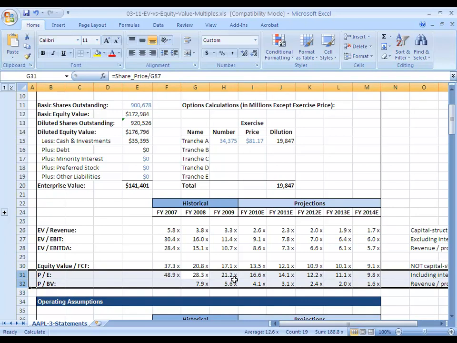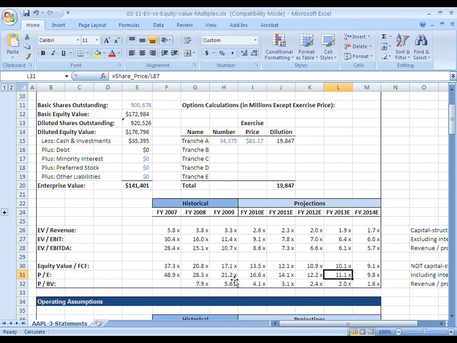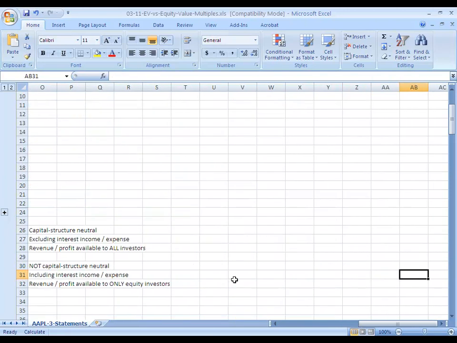Now, if you get a multiple other than these in interviews, you have to sort of think through it and think about whether or not interest income and interest expense are going to be included in that metric and in that multiple. So let's go through a couple examples here.